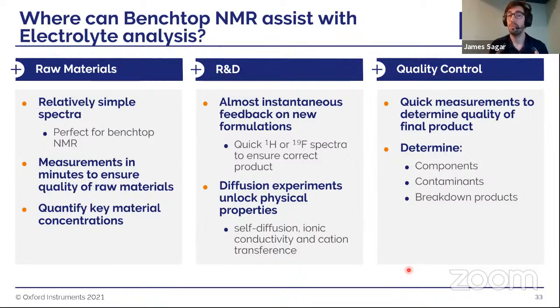Further to that, again, we can expand that ability to perform quality control on these materials. We can ensure the quality of final product. We can determine what components are there, if there are any contaminants, and if we're seeing breakdown products. And because NMR is that chemically specific, we can understand whether they may be contaminants coming from poor raw materials, whether they're a breakdown of the current material that you're getting, or whether it's a foreign contaminant completely to the expected reaction.